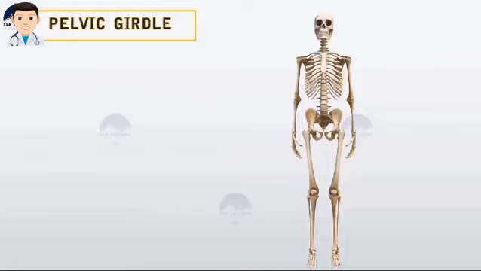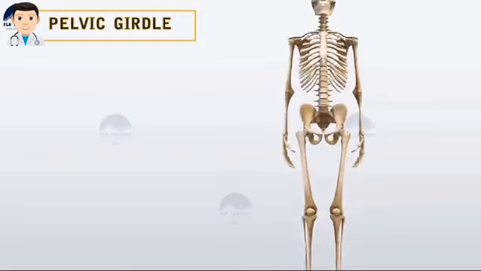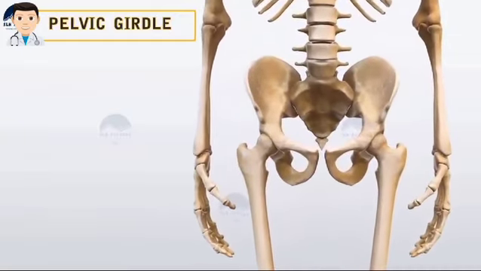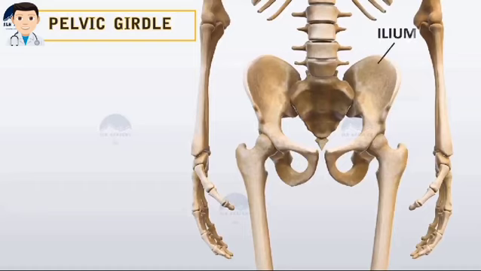Pelvic girdle consists of 2 coxal bones. Each coxal bone is formed by the fusion of 3 bones: ilium, ischium and pubis.